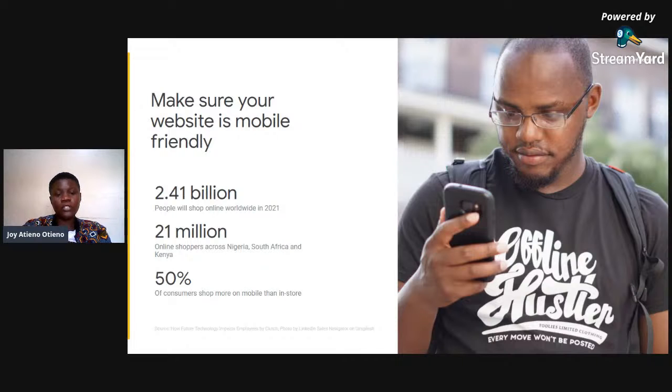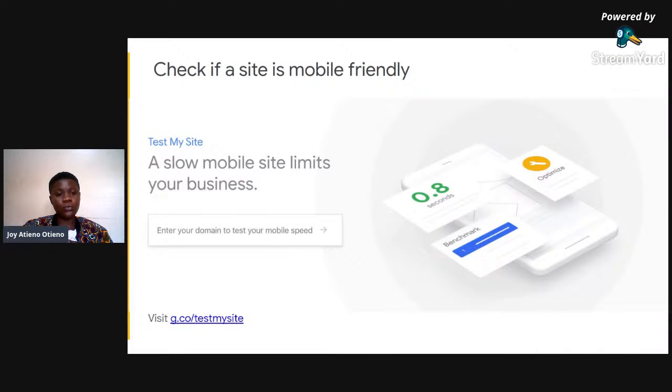2.41 billion people will shop online worldwide by next year. And next year is just like 2 weeks away, right? So by next year, that will happen. 21 million people are shopping online currently across Nigeria, South Africa, and Kenya. 50% of consumers shop more on mobile than in-store. That is a huge number, and you need to tap into it.